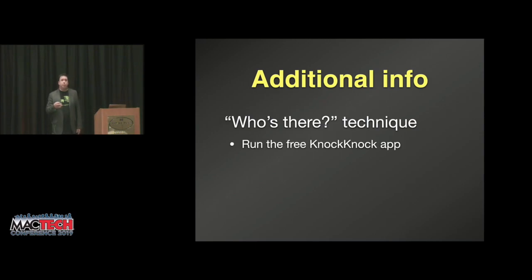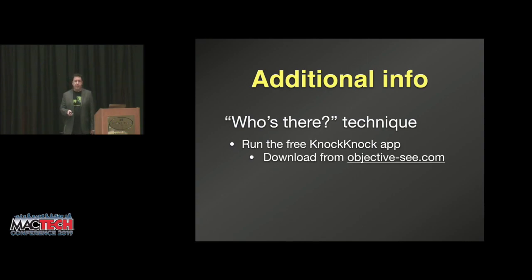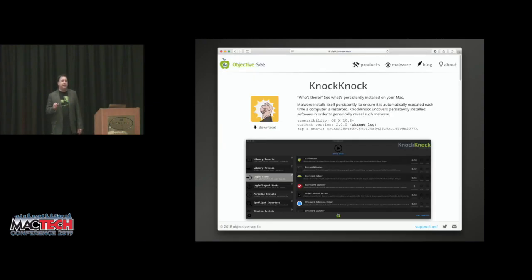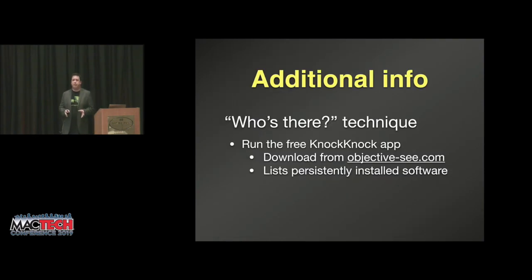I don't have time to walk you through my Who's There technique in detail, but here's an overview of it. You run the free KnockKnock app, available from objective-see.com. This app was written by Patrick Wardle, and it's hands down the best app I've come across for reporting all the third-party items that are running in the background on a Mac. Basically anything that's started that isn't signed by Apple. Patrick and others refer to this as persistently installed software.